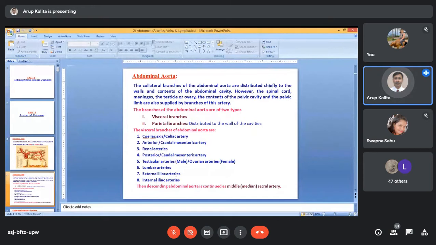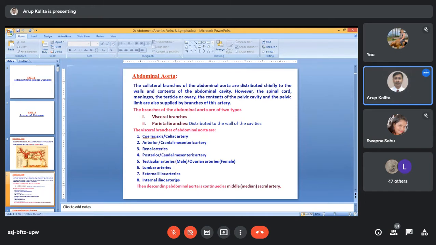Then external iliac arteries. They are also 2 in number for 2 pelvic limbs, because the external iliac artery supplies blood to the hind limb. So there are 2 hind limbs, so there are 2 external iliac arteries. And internal iliac arteries. The internal iliac arteries supply blood to the genital organ. So there are 2 sides of the genital organ, so these arteries are also 2 in number.